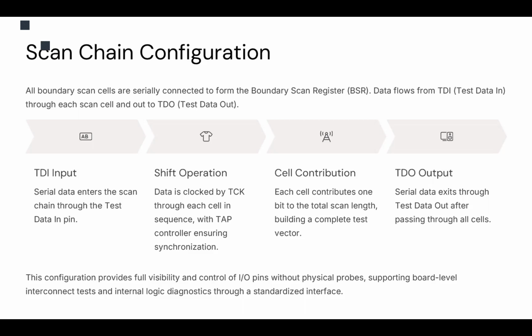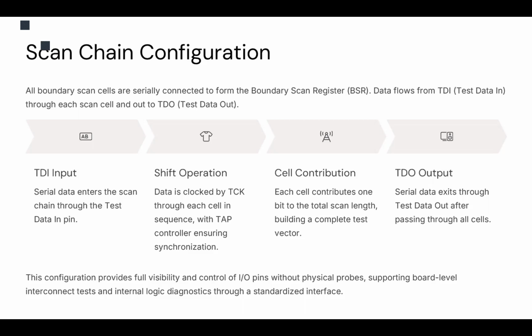We said that it gives us the full scan path, beginning from the TDI, the test data in pin, all the way through all the scan cells to the test data output pin. That TDI is the pin that serves as an entry point for all the test data, all the test vectors, and our test data enters from the TDI to the scan chain and travels through all the scan cells.